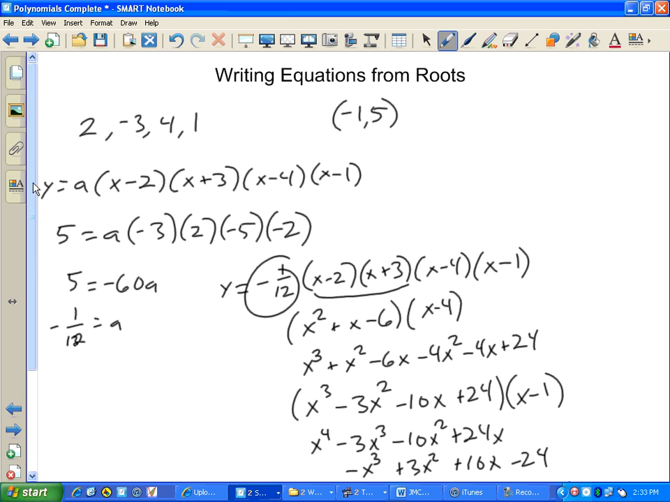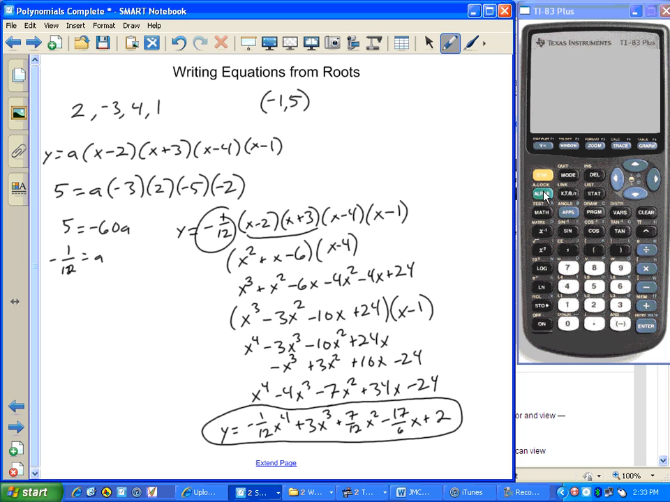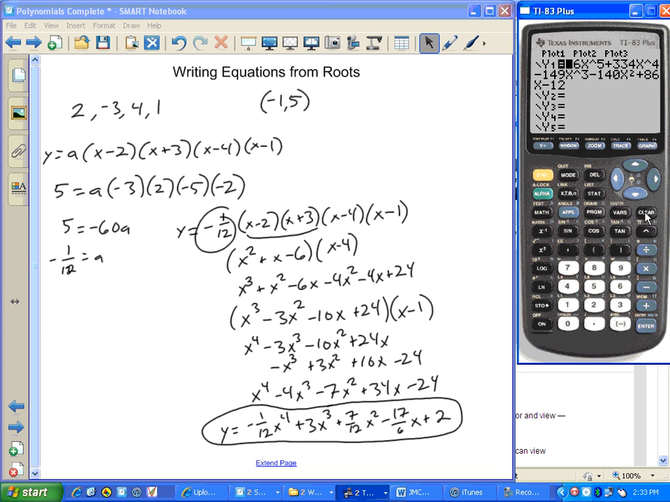And a way to check this, of course, would be on the calculator. Plug in your final answer. So -1/12 x to the 4th plus 3 x to the 3rd plus 7/12 x squared minus 17/6 x plus 2.